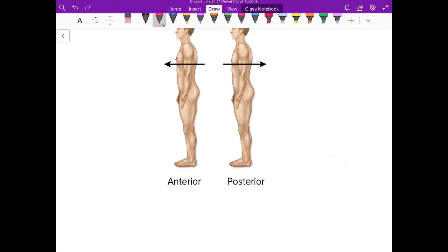Here, I'm going to use the heart and the sternum as the example. The heart sits posterior to the sternum. That's because it sits closer to the back of the body than the sternum does. And the opposite is true. The sternum is anterior to the heart. So the sternum sits closer to the front of the body than the heart does.